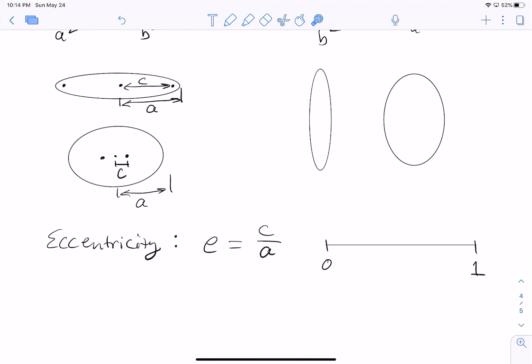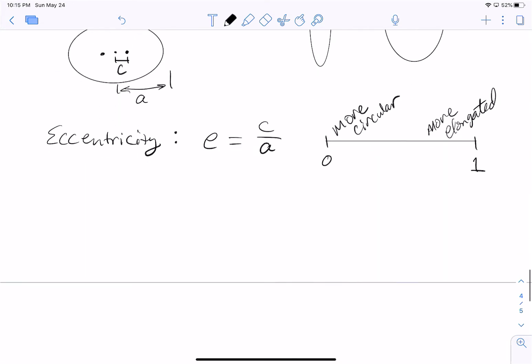And we can see from this very elongated ellipse that c is fairly close to a, and so its eccentricity is close to 1. And so an ellipse whose eccentricity is close to 1 is a more elongated ellipse. An ellipse where the foci are close to the center is going to have a relatively smaller numerator. And so closer to 0, we have ellipses that are more circular.